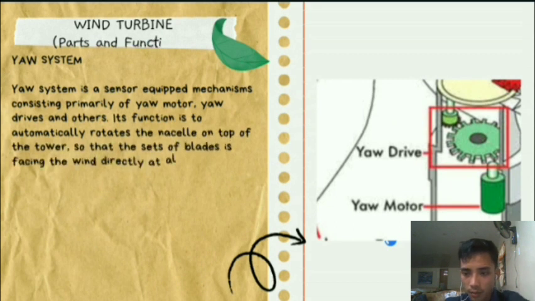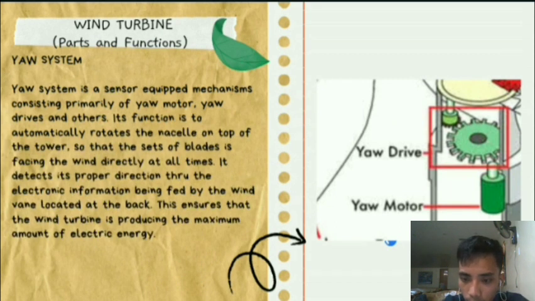Next po natin, yaw system. Ang sabi po dito, yaw system is a sensor-equipped mechanism consisting primarily of yaw motor, yaw drives, and others. Its function is to automatically rotate the nacelle on top of the tower so that the set of blades is facing the wind directly at all times. It detects its proper direction through the electronic information being fed by the wind vane located at the back. This ensures that the wind turbine is producing the maximum amount of electric energy.